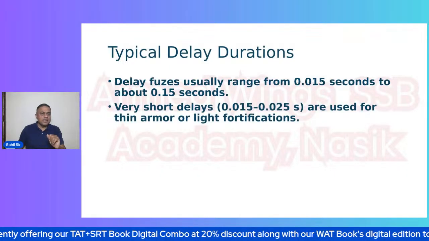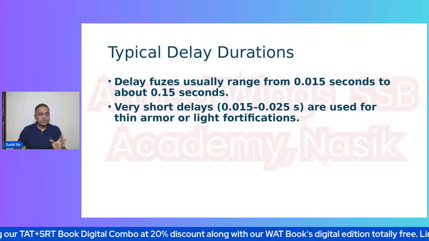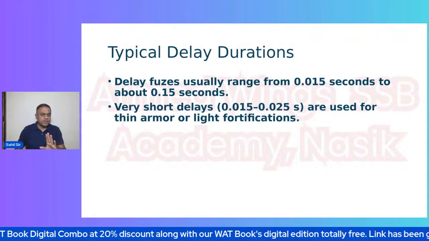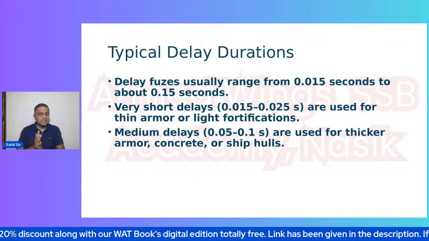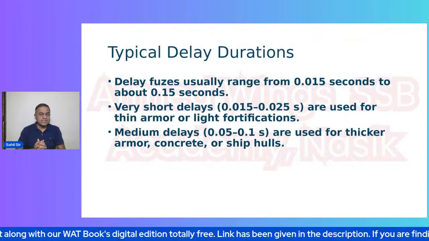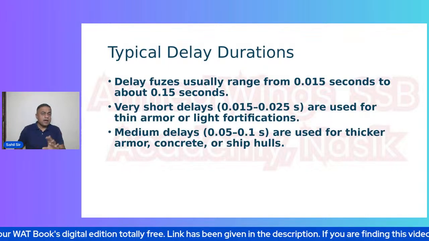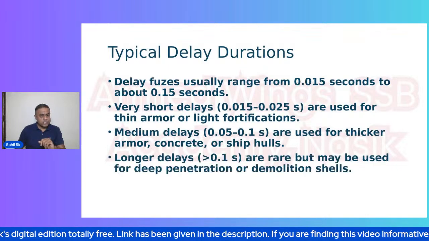Very short delays, 0.015 to 0.025 seconds, are used for thin armor or light fortifications. Medium delays, that is between 0.05 to 0.1 seconds, are used for thicker armor, concrete, or ship hulls.